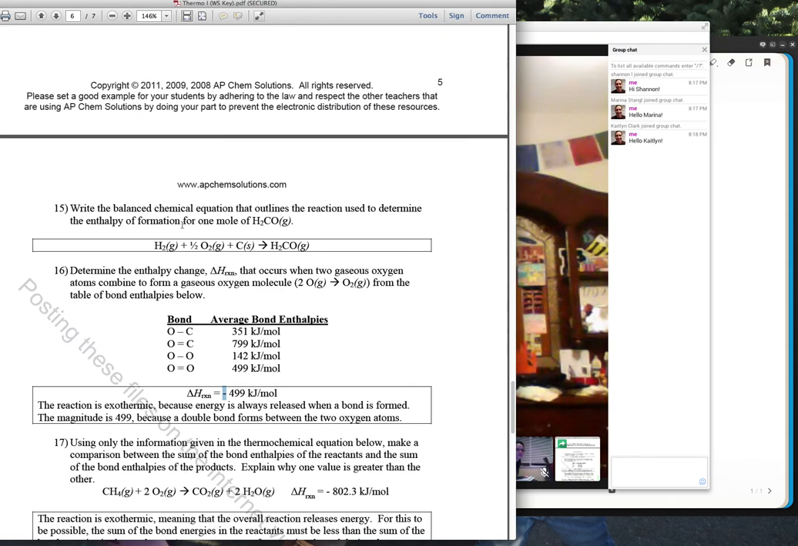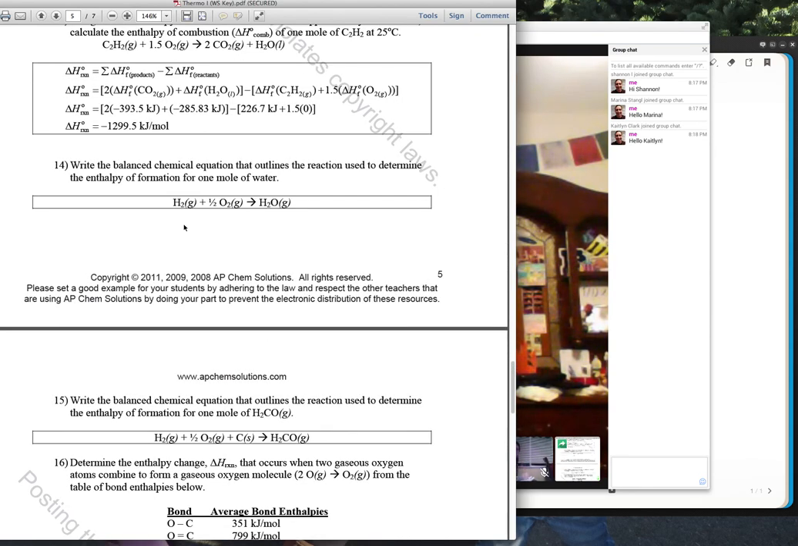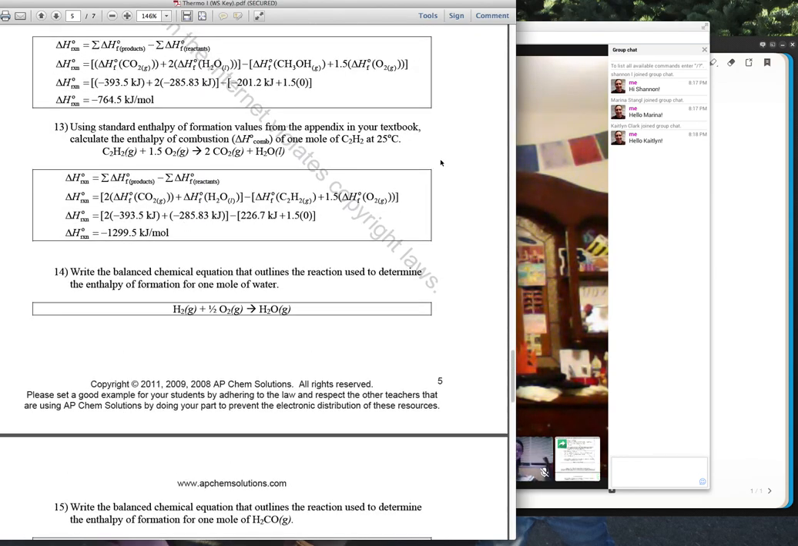I keep getting it wrong. I can't remember if it's... oh, there it is, 25 degrees Celsius. So it's one atmosphere and 25 degrees Celsius. Depending upon where you use that naught symbol, sometimes it means standard concentration of one molar. But in this situation, it's one atmosphere and 25 degrees Celsius.